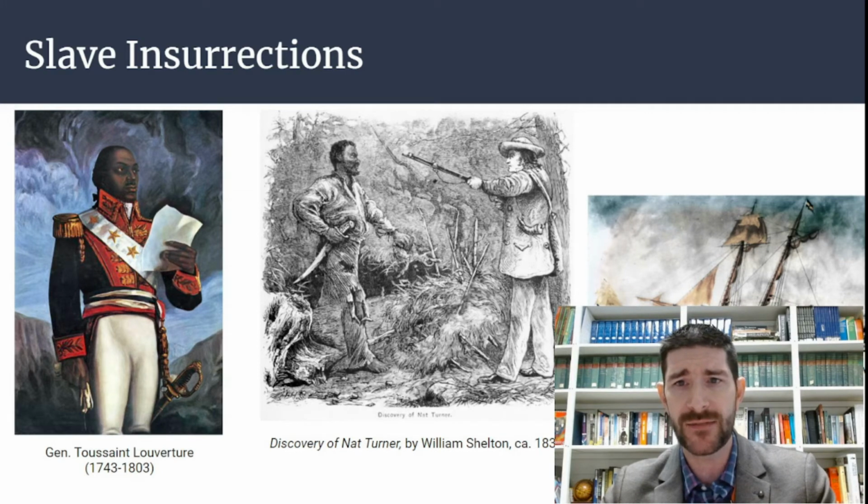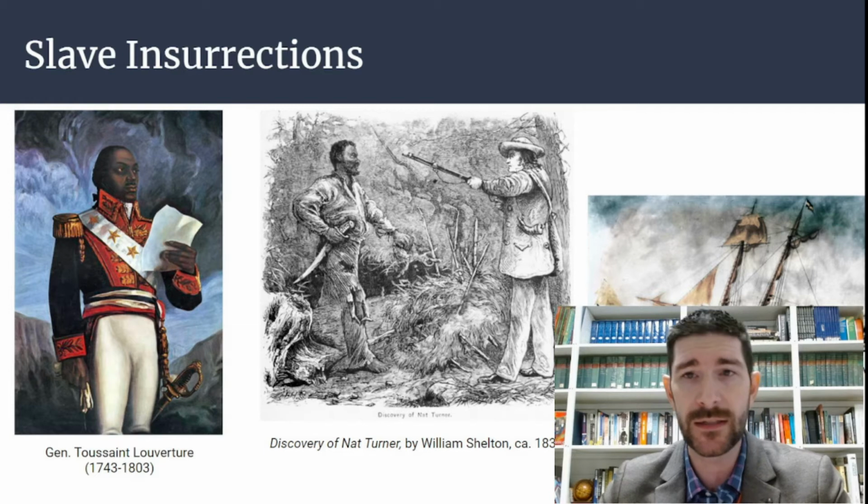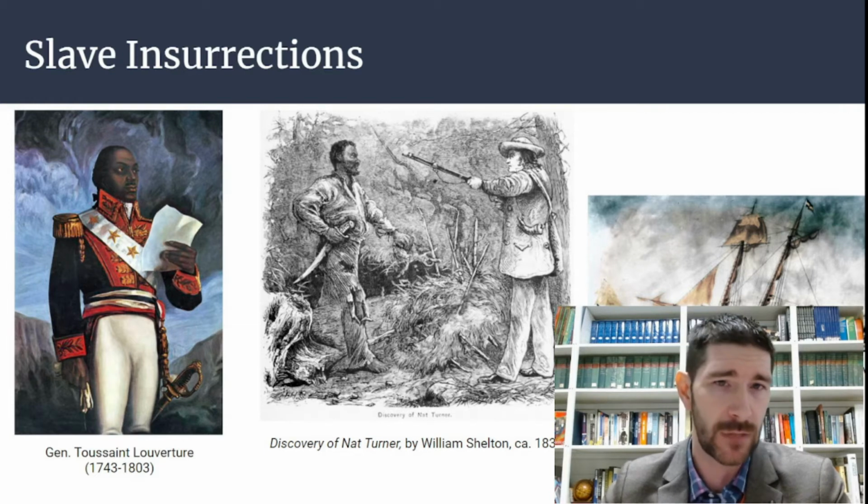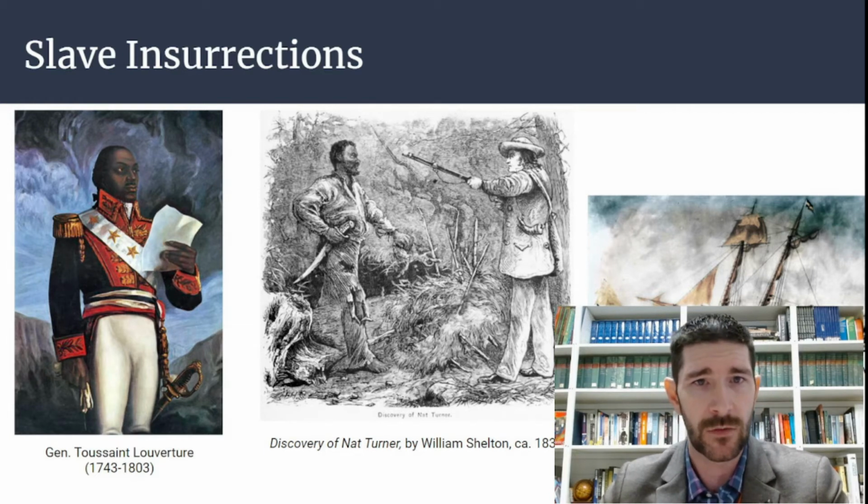The most successful slave revolt in the United States occurred in 1831 in Virginia, and that is the Nat Turner Rebellion. So we'll need to talk a little bit about this. There's a lot more, obviously, you can get from it, but we're going to cover the highlights of it.